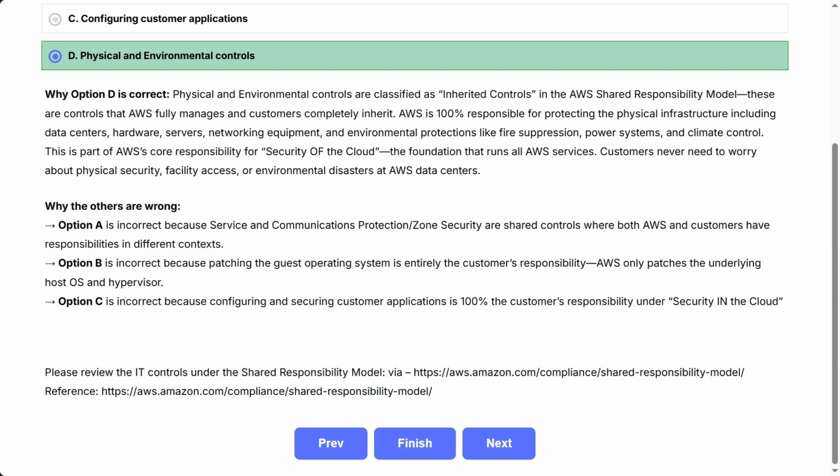Why the others are wrong? Option A is incorrect because service and communications protection or zone security are shared controls where both AWS and customers have responsibilities in different contexts. Option B is incorrect because patching the guest operating system is entirely the customer's responsibility. AWS only patches the underlying host OS and hypervisor. Option C is incorrect because configuring and securing customer applications is 100% the customer's responsibility under security in the cloud.